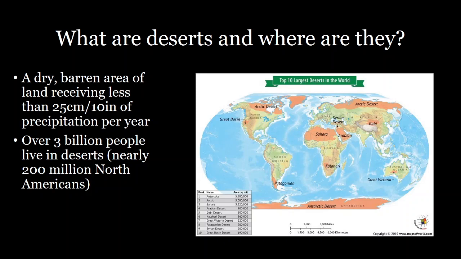We can see here these are the 10 largest deserts in the world, ranked in terms of size. And the two largest deserts are Antarctica and the Arctic. So that might be surprising to people.